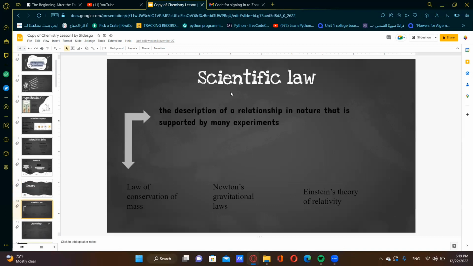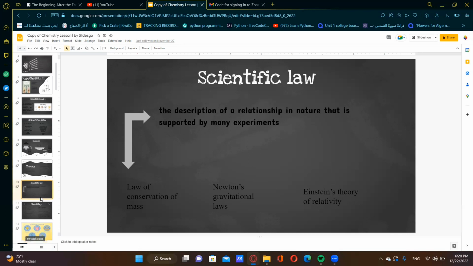And then we have a scientific law. It's the description of a relationship in nature that is supported by many experiments. So a scientific law is simply a theory that has been proven to be right. We have three examples: the law of conservation of mass, Newton's gravitational laws, and Einstein's theory of relativity.